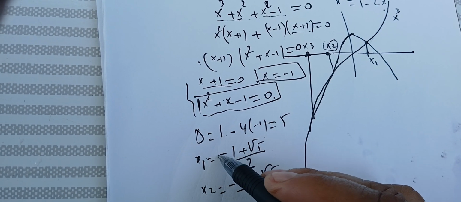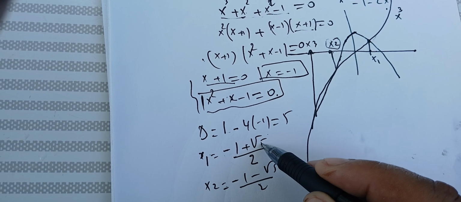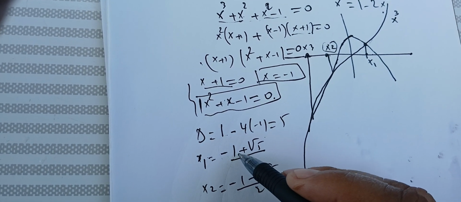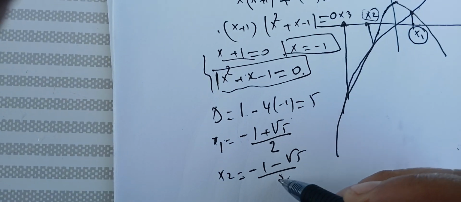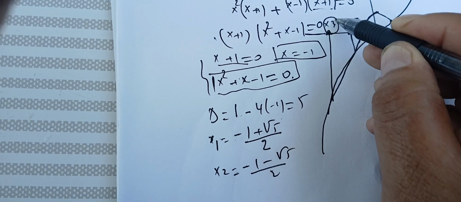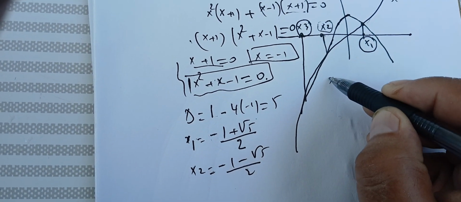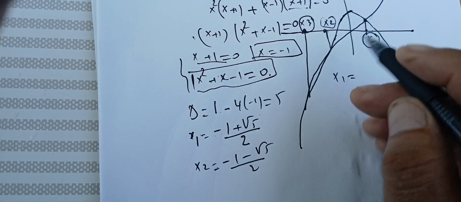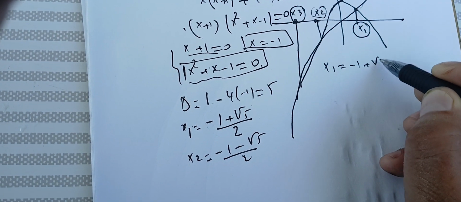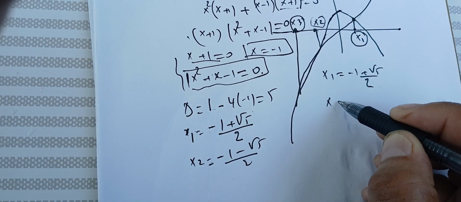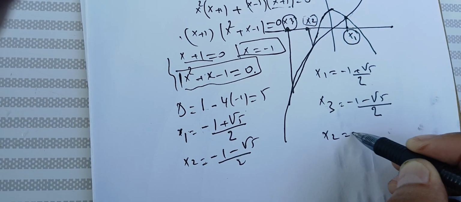Here, this is positive because the square root of 5 is bigger than 2. So this is this one here. This is the x1 that I get in the graph. And this other one is x3. Okay, and this proves that I have 3 solutions. So forget about the earlier notation. x1 is minus 1 plus the square root of 5 over 2, x3 is minus 1 minus the square root of 5 over 2, and x2 is just minus 1.